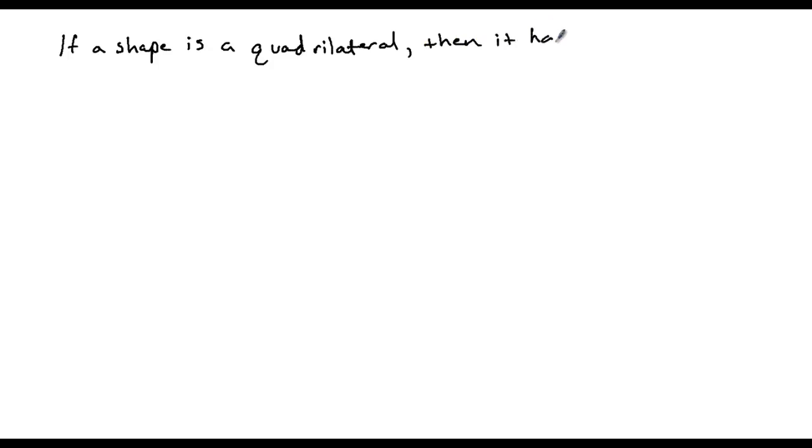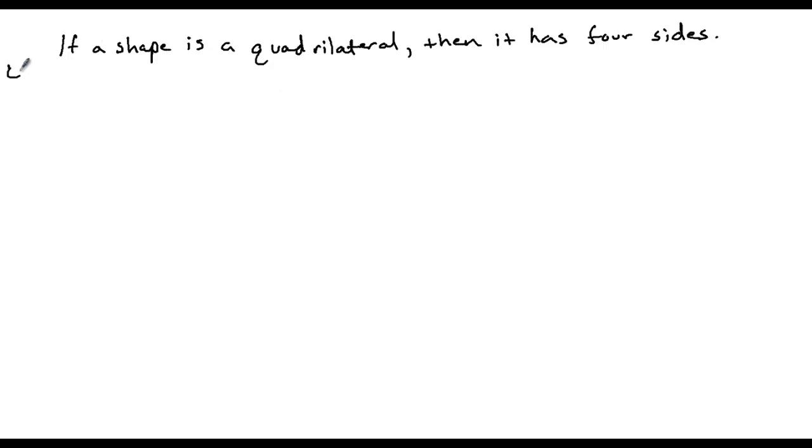All right, so we're going to start out tonight with a conditional statement that's pretty similar to one that we started conditional statements with, so it shouldn't be too uncomfortable for you. The statement is, if a shape is a quadrilateral, then it has four sides. Okay, and again, this is a conditional statement.